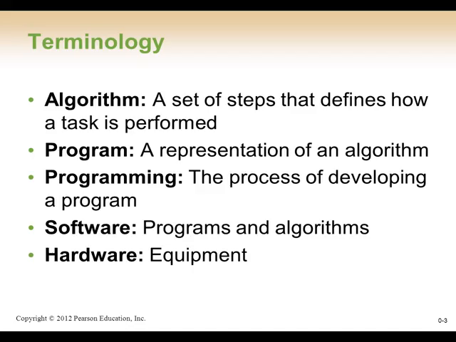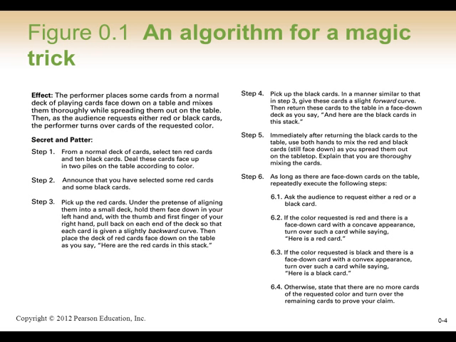Software is programs and algorithms, and the hardware is the equipment. So we have an algorithm that we created for what is that? A magic trick. So you've got step 1, step 2, step 3, step 4, step 5, and 6, which is broken down into other steps. So when you're writing a program, this is what you're going to do before you actually write your code. You're going to write down the steps of the things that you're going to do.